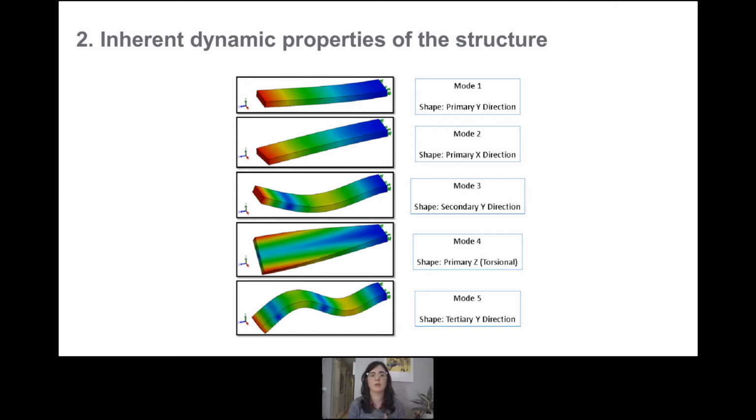You have to understand the inherent dynamic properties of the structure. That's going to involve typically some kind of modal analysis to figure out the natural frequencies of your structure, as well as the modal mass.